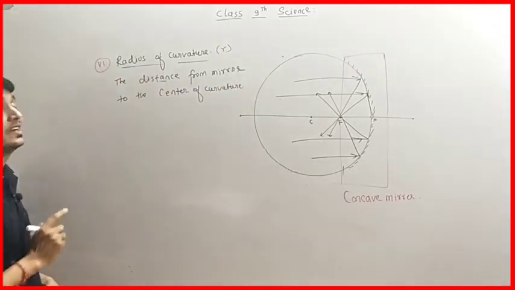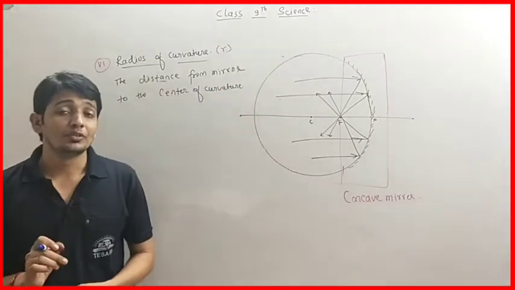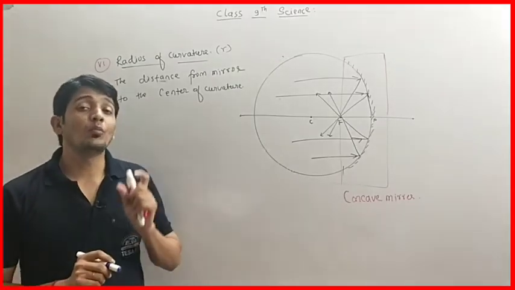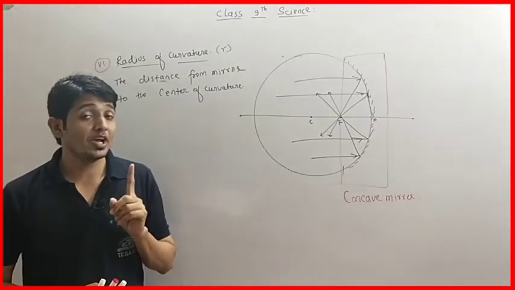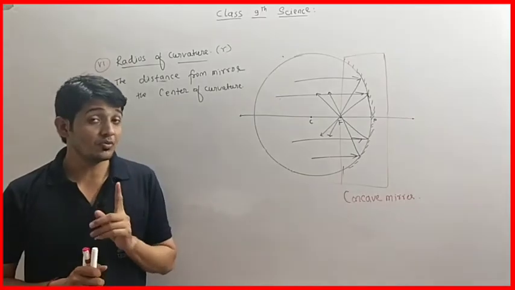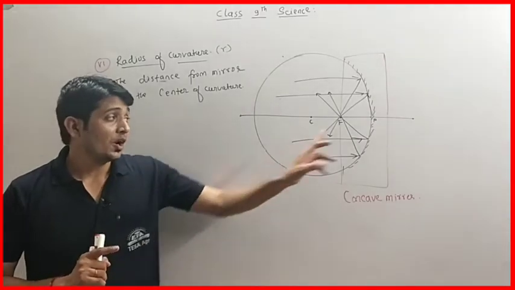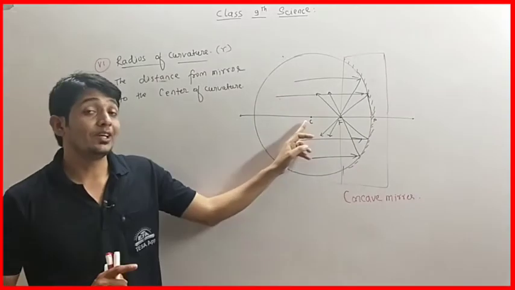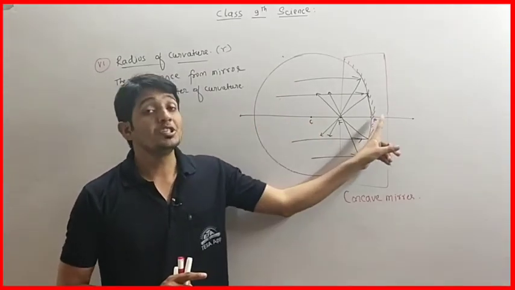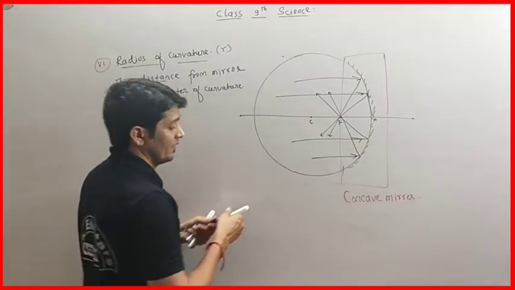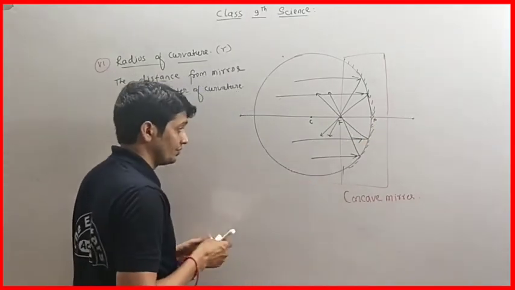...is called the radius of curvature. So we have six important concepts related to the spherical mirror. First we have the pole. Then after the pole we have the center of curvature. Then after the center of curvature we have the principal axis. So we have to write the names also.